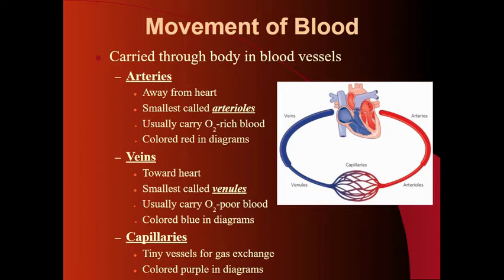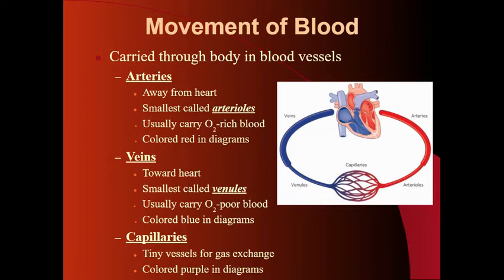Movement of blood. Blood is carried through the body in blood vessels, and we're said to have a closed circulatory system because our blood is contained within these blood vessels. Arteries are blood vessels that will always be carrying blood away from the heart. Arteries are largest the closer we are to the heart, and the further away we move from the heart, they get smaller and smaller. The smallest blood vessels are called arterioles. Almost all arteries carry oxygen-rich blood, and this oxygen-rich blood will be shown in diagrams as colored red.